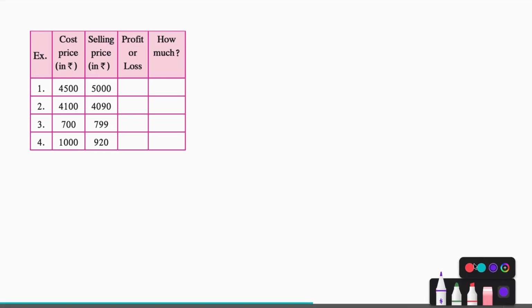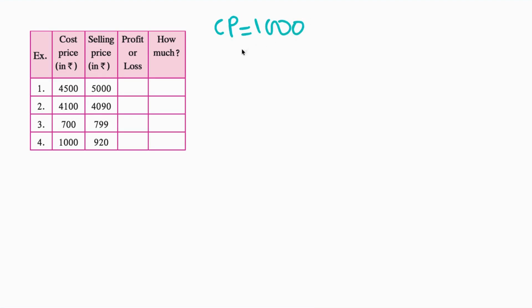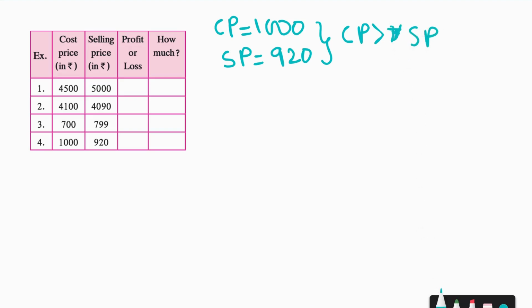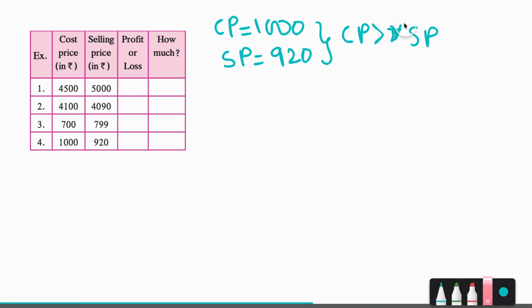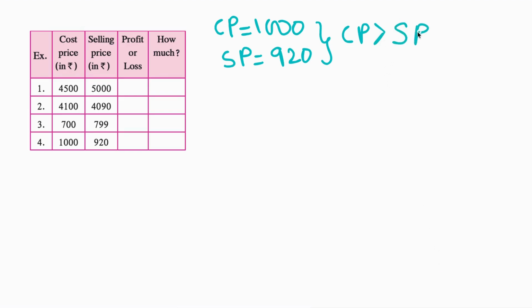Now, here, what they have given us is cost price is 1000, right? And selling price is 920. Now, here, clearly we can see that the cost price is greater than the selling price, right? The cost price is greater than the selling price.